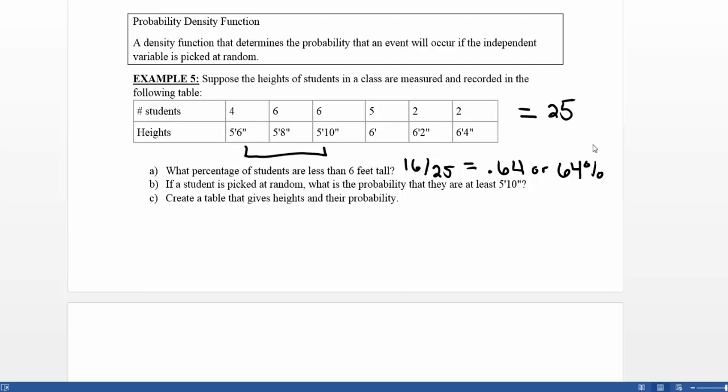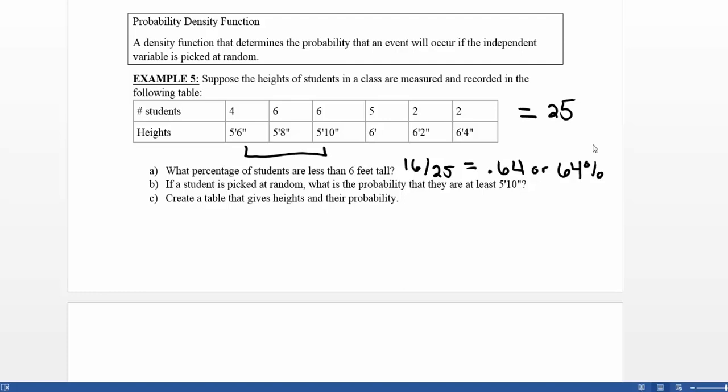So this is what we were doing before, determining what fraction of our population meet a particular requirement. So the way we can turn this into a probability problem is by just rewording the question, even though the way we calculate it is going to be the same. So part B says, if a student is picked at random, what is the probability that they are at least 5 foot 10 inches? So that means we are picking someone at random out of this group of 25.